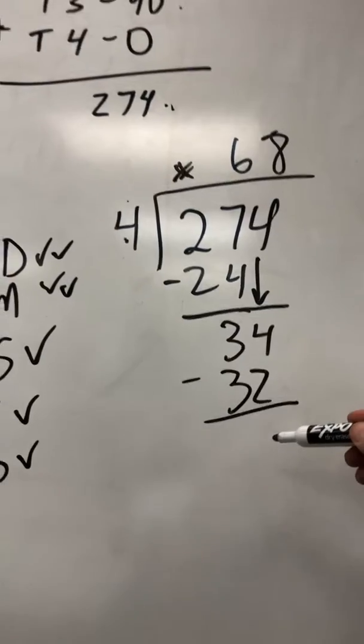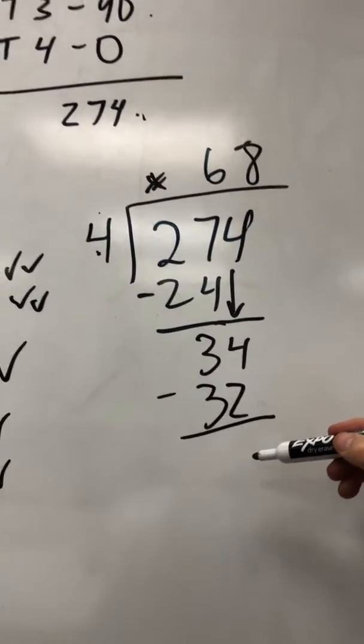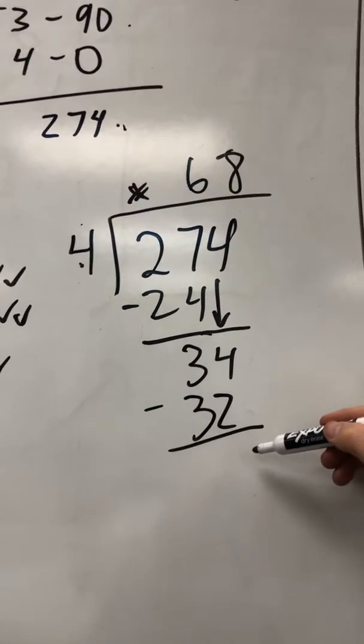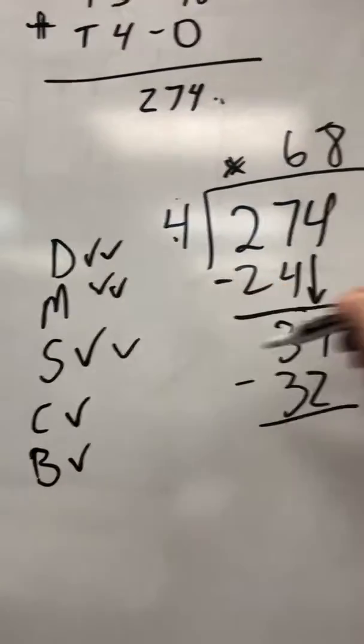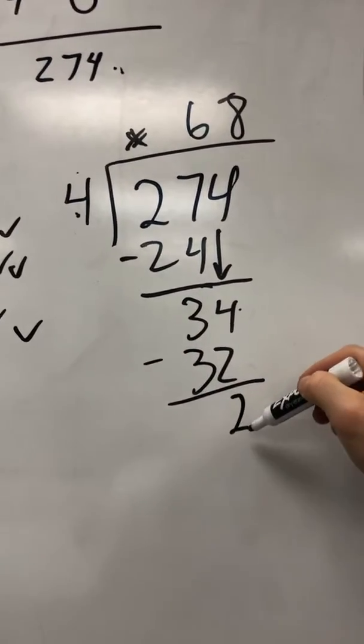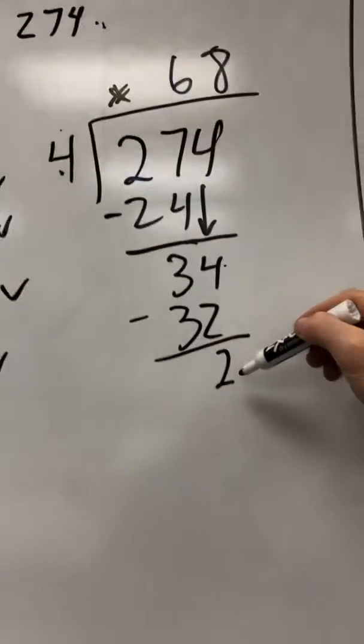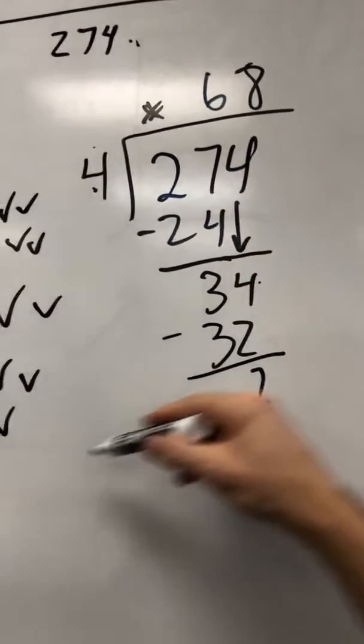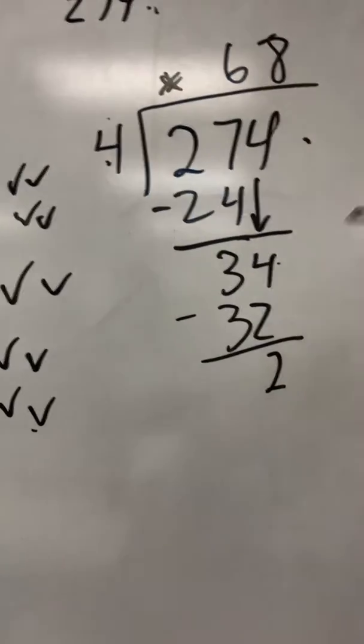Remember, if you need to use your multiplication table, you can find one online and print one. Now 34, so subtract. 34 minus 32 is 2. And then compare, is 2 less than 4? Yes, it is. Bring down. Nothing to bring down. My problem is done.